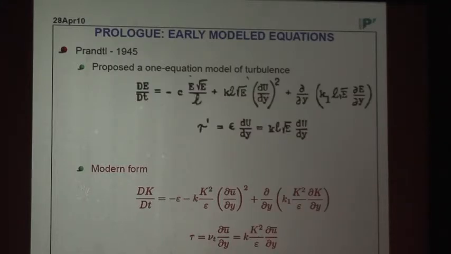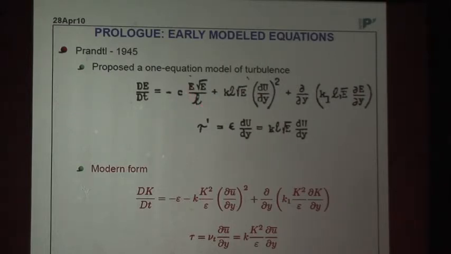Let's go to Prandtl in 1945. He went the opposite, another approach. Obviously the two weren't communicating. He went the other approach and he did a one-equation model, which later would be called an incomplete model. And basically the reason it's called an incomplete model is no matter how you look, something has to be said about the turbulent length scale.